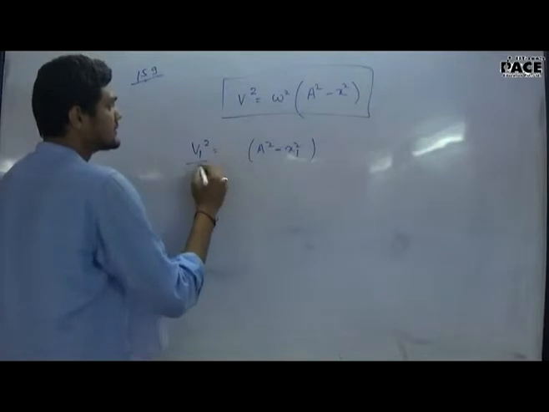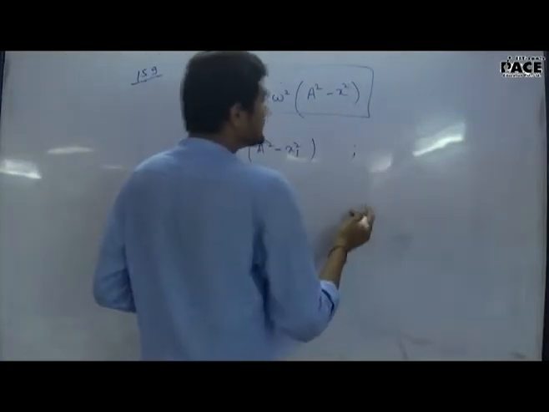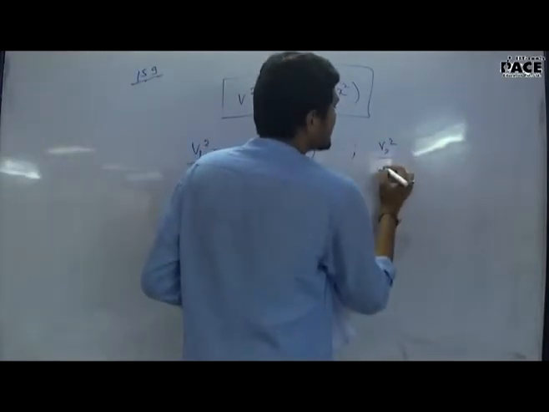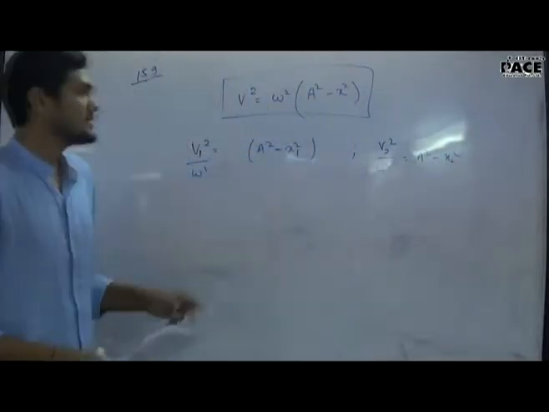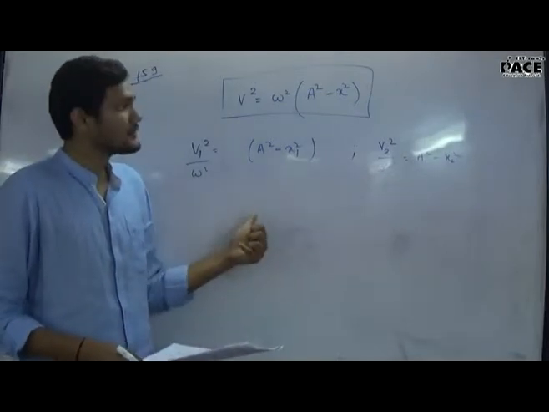If we divide this equation by omega square, this is the first equation. And the second equation, if we put v as v2, becomes v2 square upon omega square is equal to a square minus x2 square. So these are the two relations. We have to find omega. We have to basically find the time period, that means we will have to find omega.